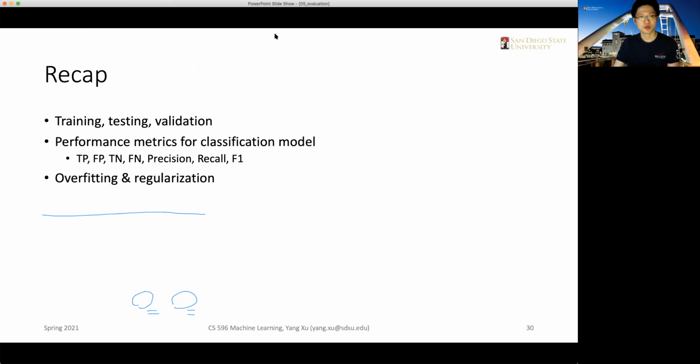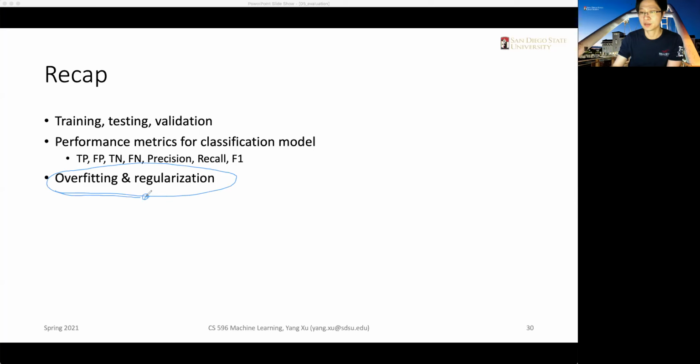All right, so that's pretty much for today's lecture. We talked about training, testing, validation splits. We talked about the performance metrics, precision, recall and F1, and overfitting and regularization, L2 regularization. We will keep talking about overfitting and the regularization term. We will have other techniques in the future when we introduce neural networks. And that's pretty much for the lecture today.